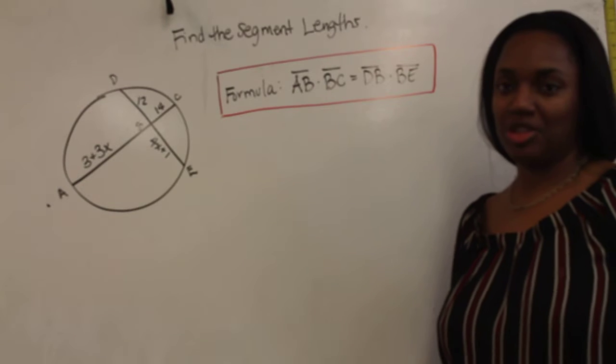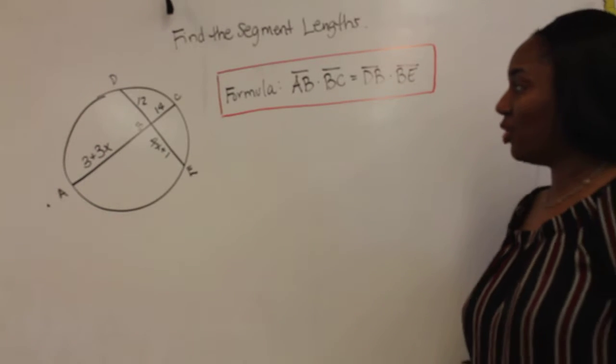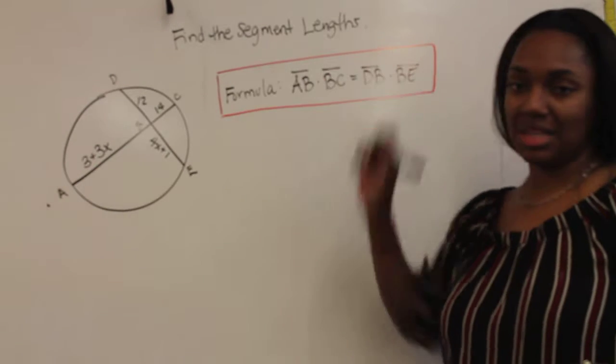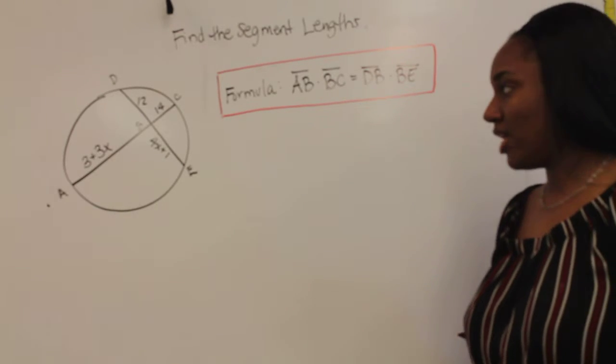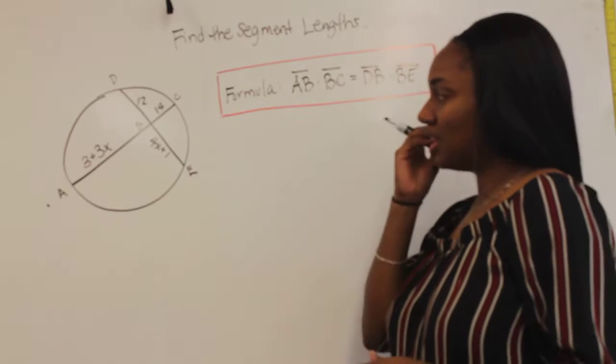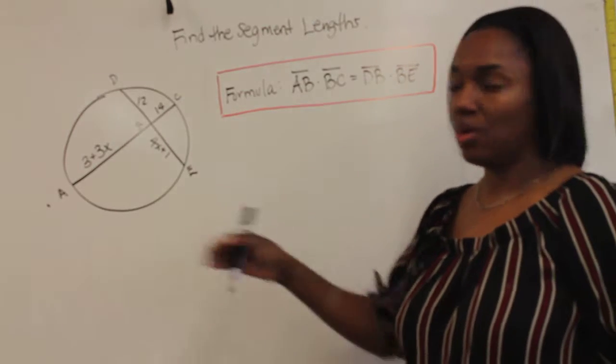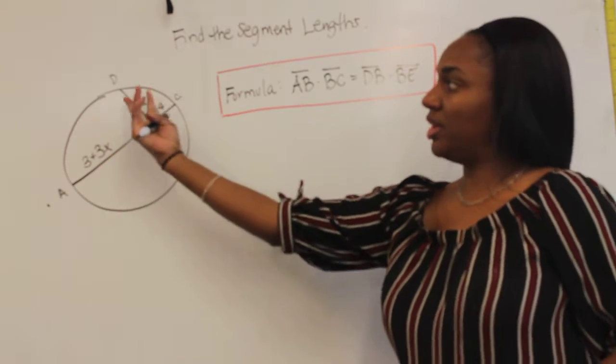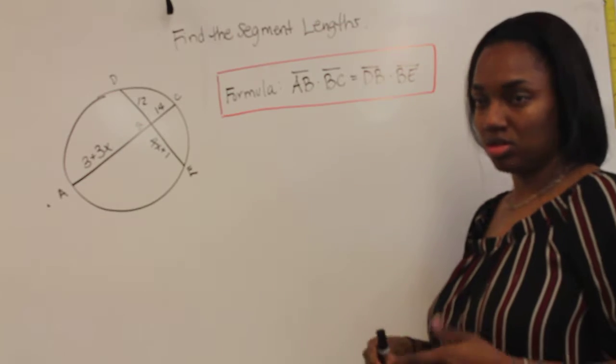This video is about using the Chord Chord theorem in order to find missing segment lengths within a circle. Here I have two chords that intersect inside a circle, and there's a formula that helps you to find the measure of any chord inside the circle.